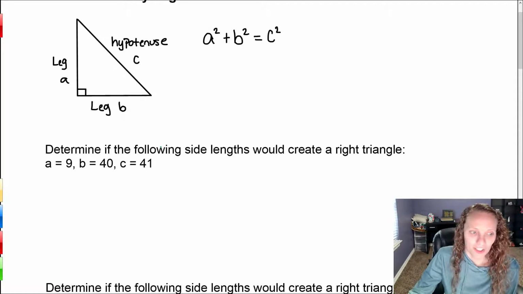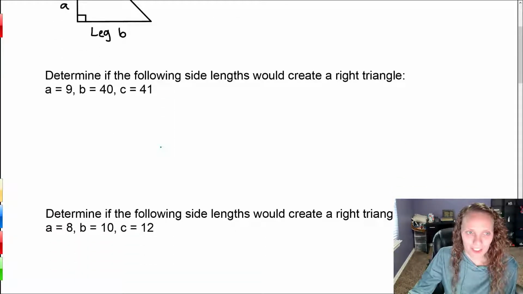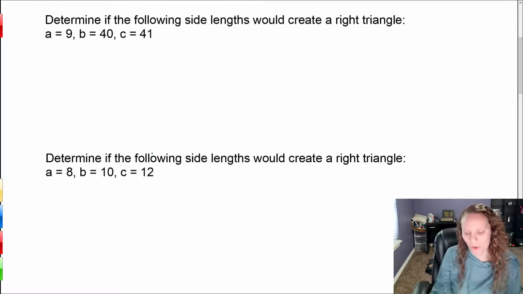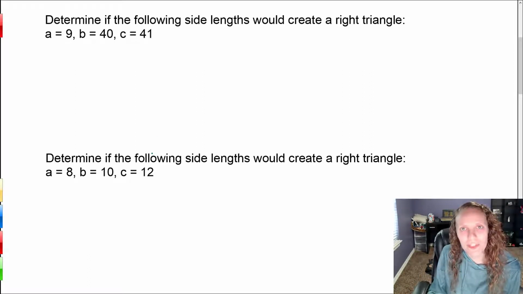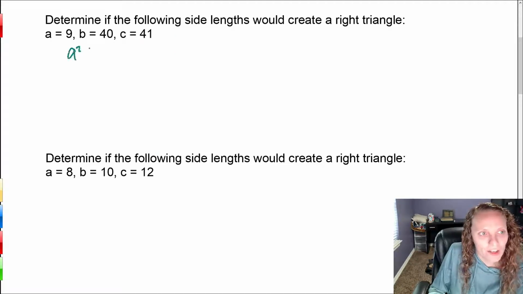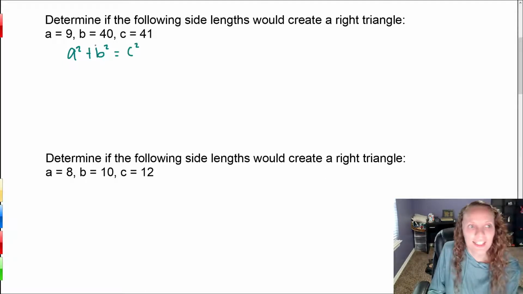So let's look at the first one. We're going to use Pythagorean's theorem to determine if the following side lengths would create a right triangle. Remember, Pythagorean's theorem is only for right triangles. And so we're going to use these numbers and plug them into a squared plus b squared equals c squared to see, is this going to give us a right triangle?